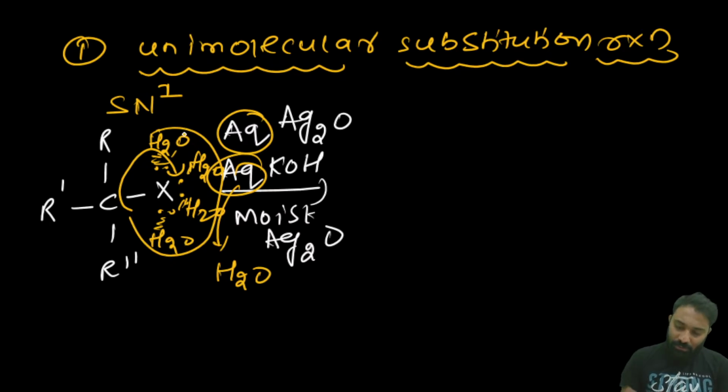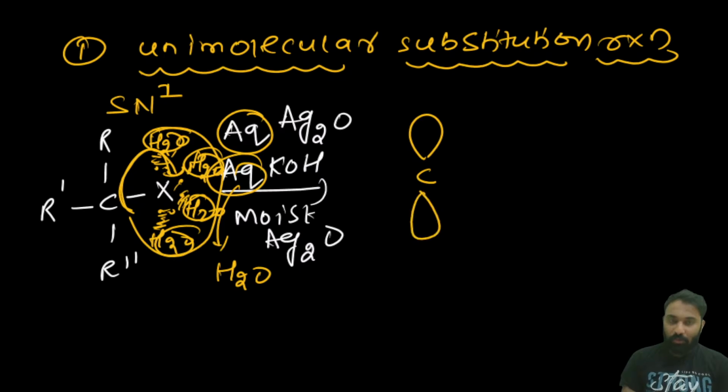The chlorine will take this bond pair of electrons and leave. When the H2O forms the bond with the chlorine, bond energy is released, and when the energy is released, it will take this bond pair of electrons and X will leave. Halogens are good leaving groups, we know. After that, it will form one carbocation.